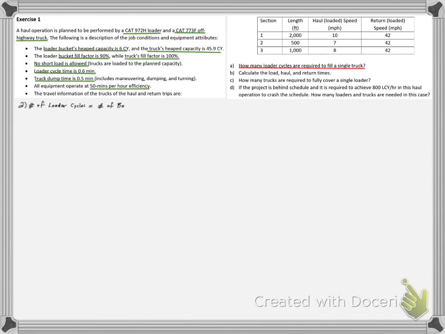In part A, we need to calculate the number of loader cycles to fill a single truck. We can do that by dividing the effective truck capacity over the loader's effective bucket capacity. The answer is 8.5 cycles, but we will have to round it up to 9 bucket cycles to make sure we have full truckloads.